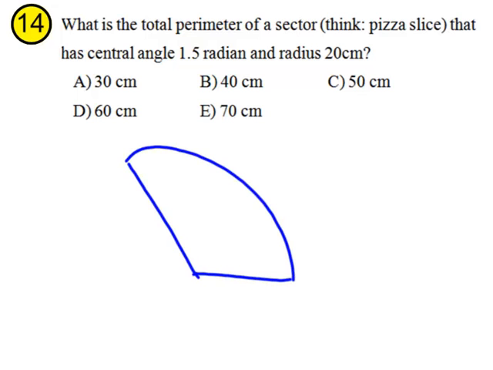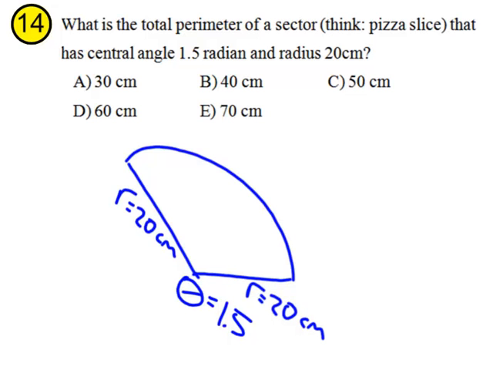There, big pizza slice. It has a central angle of 1.5 radians. If you remember that a radian is about 57 degrees, you'll notice that I tried to draw this picture as a reasonable 1.5 radians. But even if you don't get this picture to scale, it's not the biggest deal in the world. We just need to get the concept down. That's where theta is, and it equals 1.5 radians. And the radius is 20 centimeters. So that means this side is 20 centimeters, and of course, this radius is also 20 centimeters.